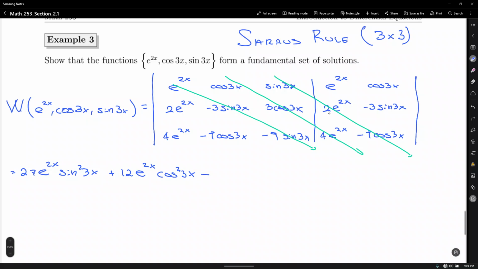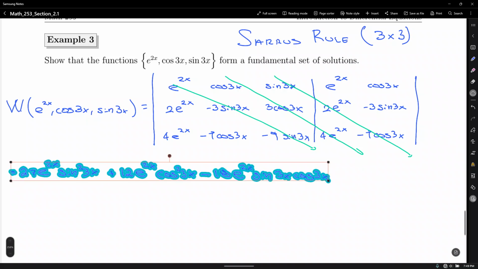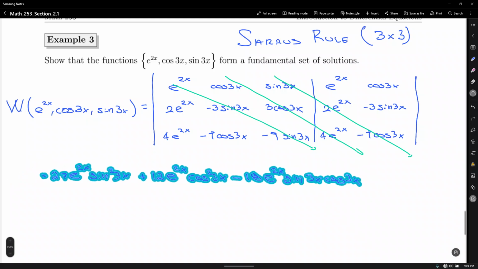All right, minus, I think, negative 9 times 2 is 18 e to the 2x, sine times cosine, careful with this one, sine 3x cosine 3x. All right, so that's our result of the multiplications along the arrows that go from left to right.